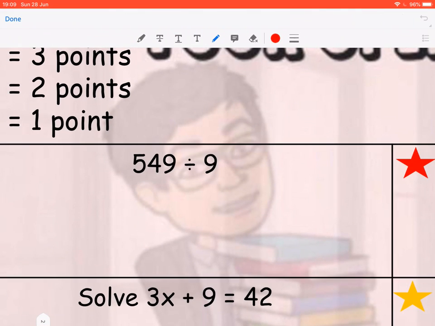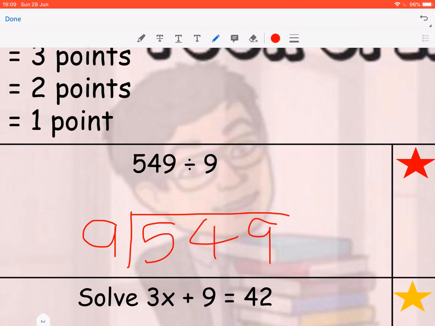Okay, the first one, we got 549 divided by 9. So I set up my bus stop exactly as I would all the time. 549 divided by 9. 9 doesn't go into 5, so I put 0 up top, carry the 5 over. 9 goes into 54 6 times. 9 goes into 9 once. So my answer is 61.